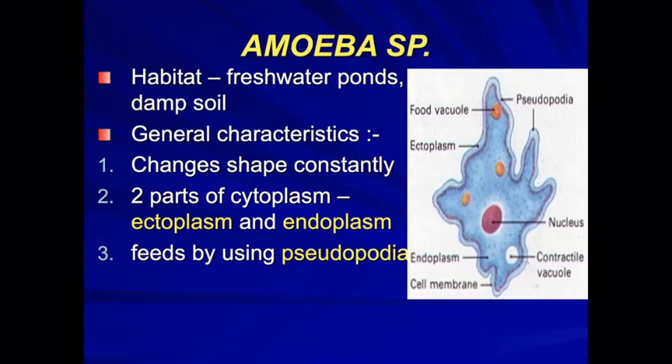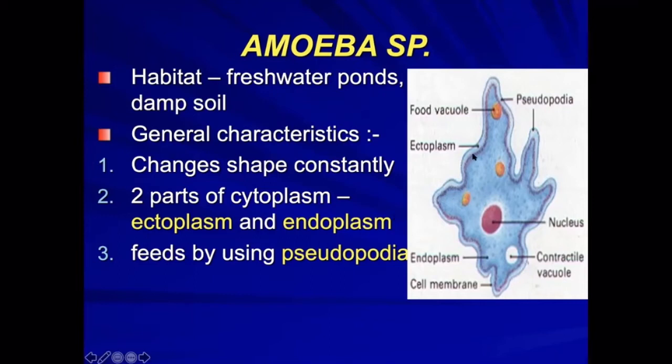And it has 2 types of cytoplasm. The first one is ectoplasm. Okay, ectoplasm is the outermost layer, and then they also have endoplasm. Okay, so endoplasm is the one that in the middle. Okay, so this is ectoplasm and this is endoplasm. And then they basically feed by using pseudopodia.